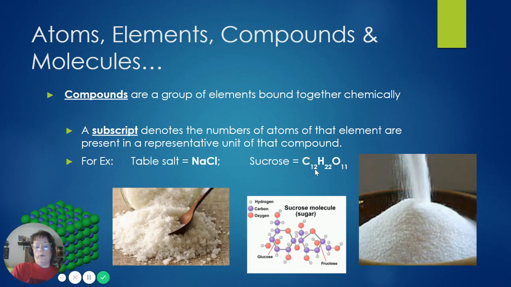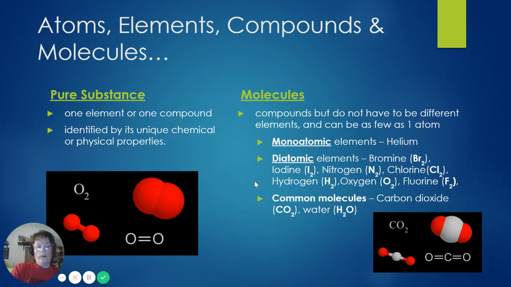And in sucrose, you'll see we have C12H22O11. So that means in every molecule of sucrose, you have 12 carbon atoms, 22 hydrogen atoms, and 11 oxygen atoms. All right, atoms, elements, compounds, and molecules.